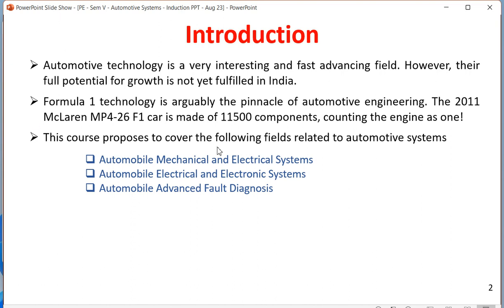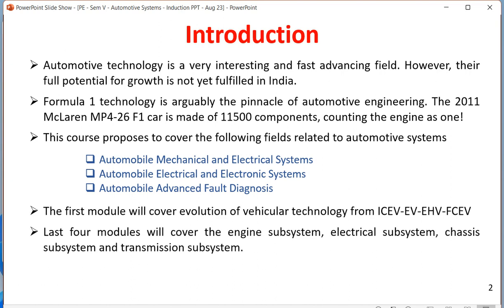So what all things we are going to discuss in this course is automobile mechanical systems, automobile electrical system, automobile electronic system, and there are many fault diagnosis systems related to automobile. So all these things we are going to touch upon in this field. The first module will cover the evolution of vehicular technology starting from IC engine based vehicle, then we will see electric vehicle, electric hybrid vehicle, fuel cell based vehicle. All these things we are going to see.